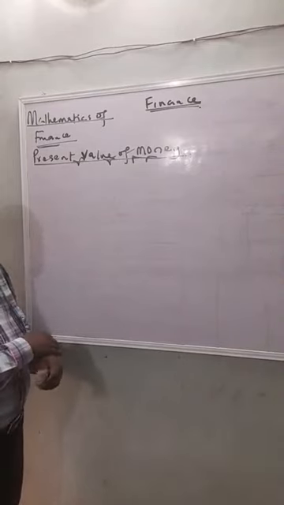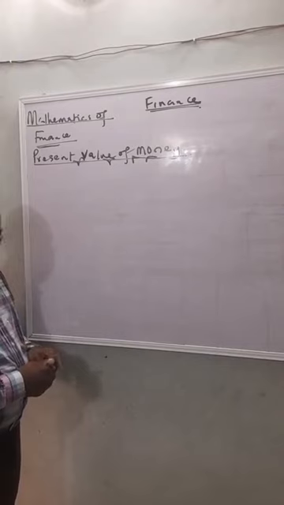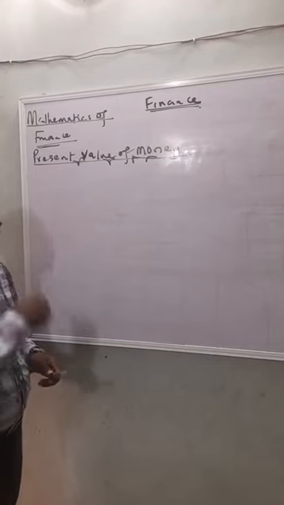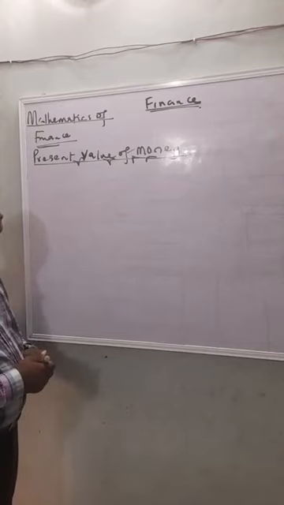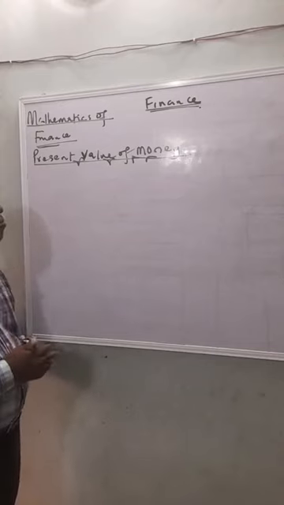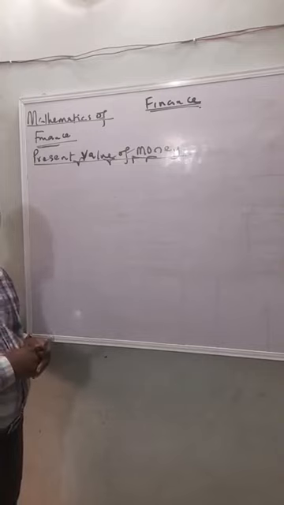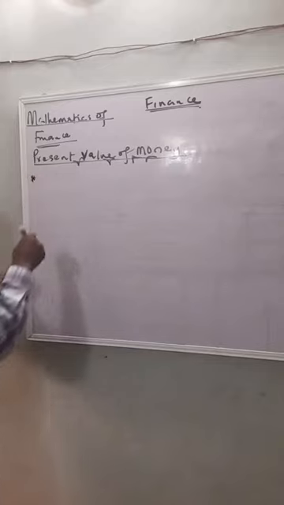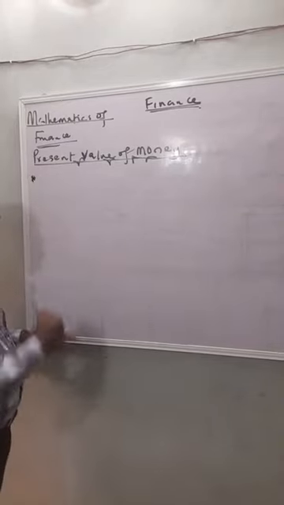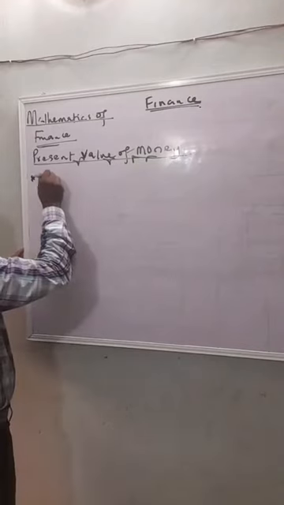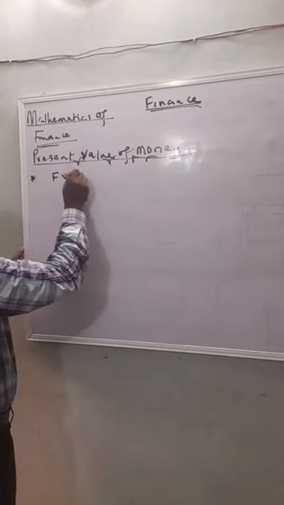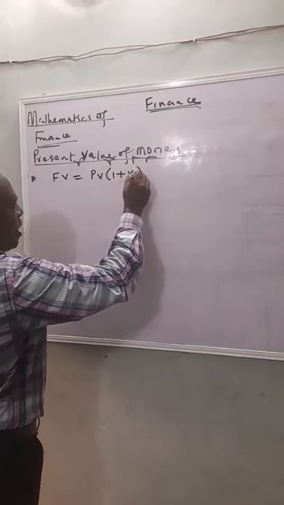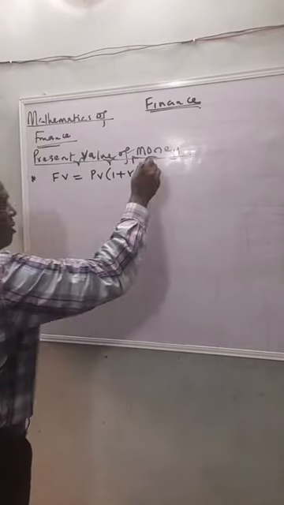I'm looking at finance, the subject for undergraduate and postgraduate students in the tertiary institution. Today, we are going to look at present value of money, trying to extract the formula. For present value of money, we are talking about money today. There is a future value and there is a present value. This is our formula. Future value of money is equal to the present value of money, 1 plus r raised to power n. That is the formula.